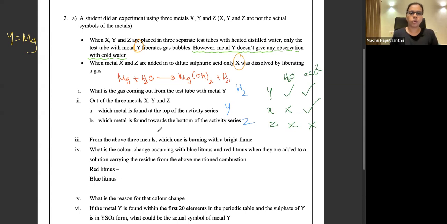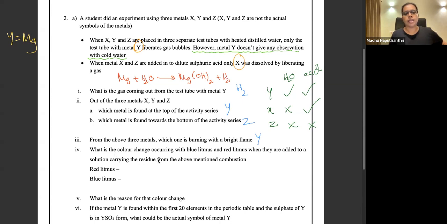So by now we know who this Y is. That is magnesium. When magnesium is burning, it's burning with a bright white flame. Right? It's burning with a bright white flame. So therefore, this is metal Y.